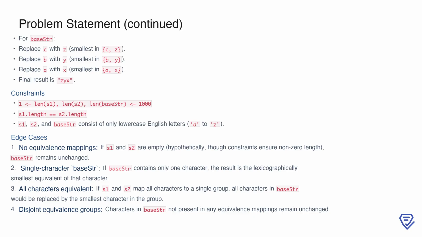Now let's discuss the constraints and edge cases. The input strings have lengths between 1 and 1000, and s1 and s2 are guaranteed to have the same length. All characters are lowercase English letters. Some interesting edge cases include situations where there are no equivalence mappings, a single character baseStr, or all characters being equivalent. Understanding these cases will help ensure a robust solution.